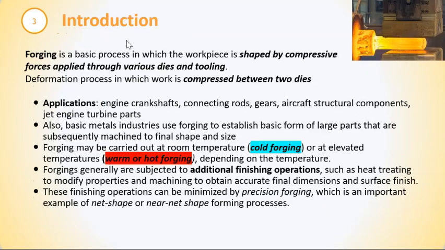Forging is a basic process in which the workpiece is shaped by compressive force applied through various dies and tooling. It is a deformation process in which the workpiece is compressed between two dies. Applications for forging are in the engine, crankshaft, connecting rods, gears, aircraft structure components, and also turbines. It can be done at room temperature, or cold forging, or at elevated temperature, which is warm or hot forging. In the forging process, you need additional finishing operations such as heat treating and also some machining for the final surface finish.